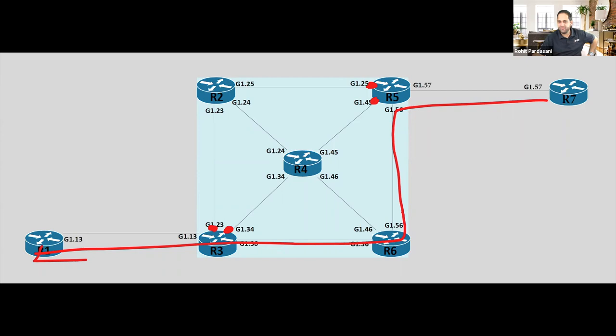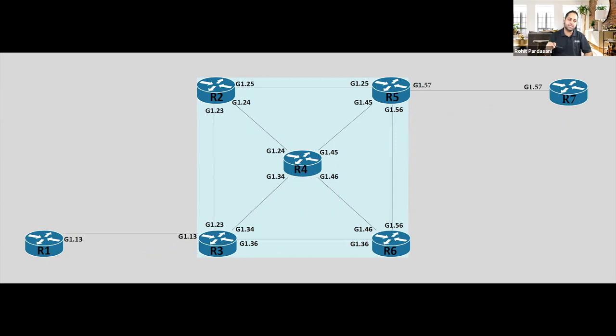Let me first do that, which means we are enforcing that my IGP path is from 7 to 5 to 6 to 3 to 1. So I'm going to go back to R5.